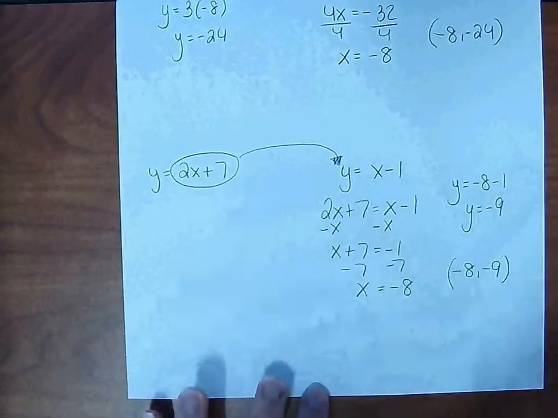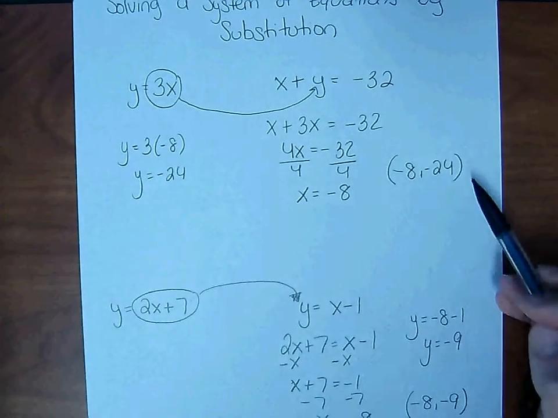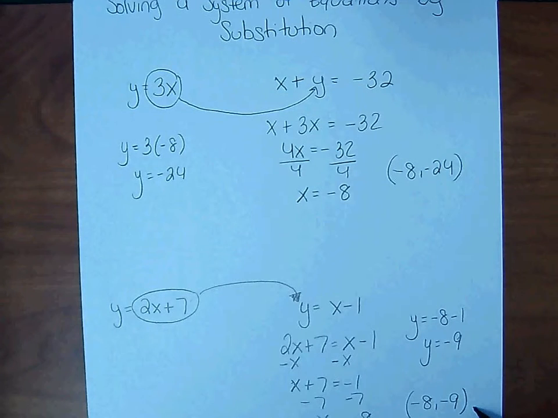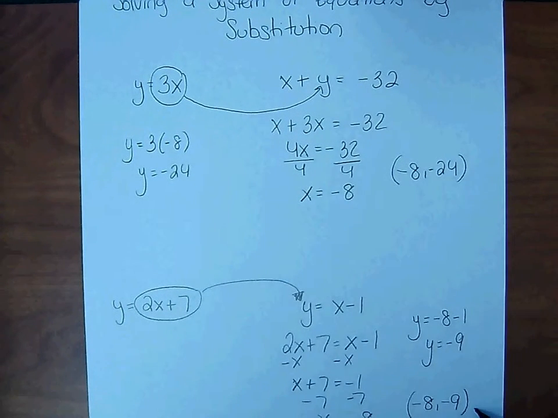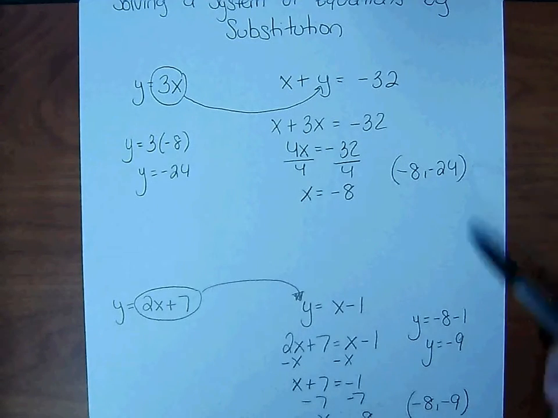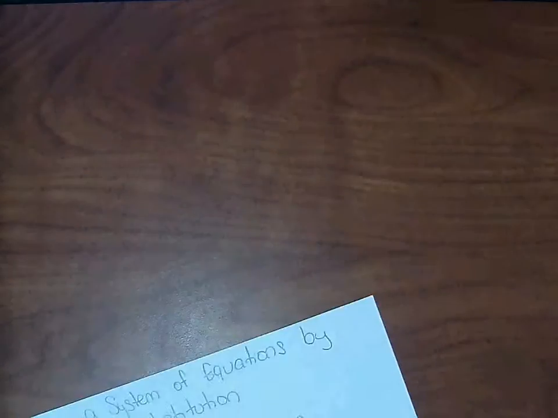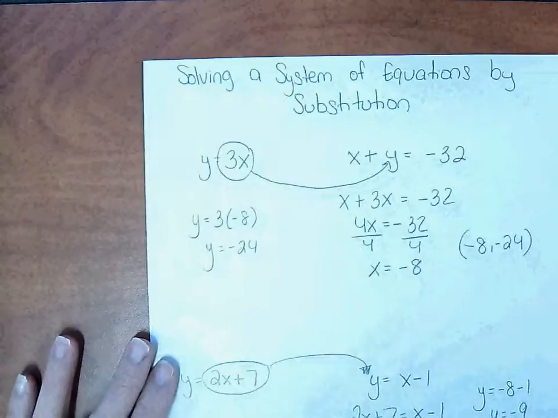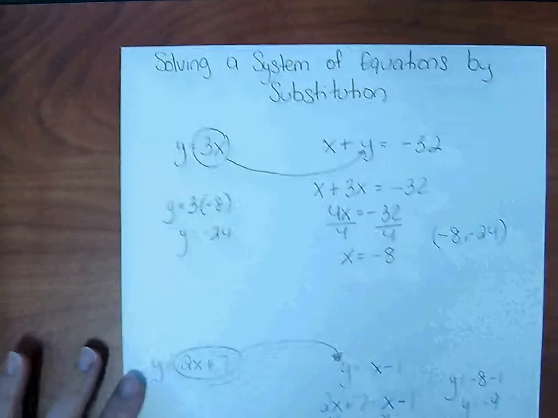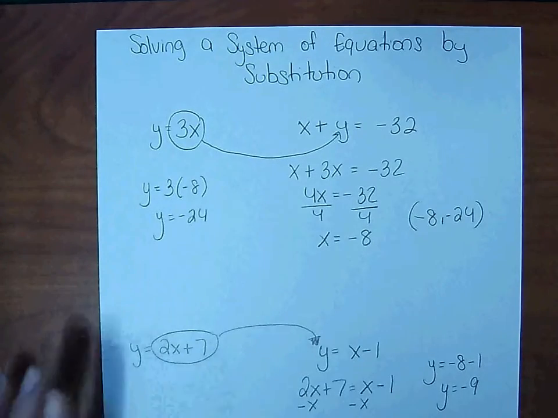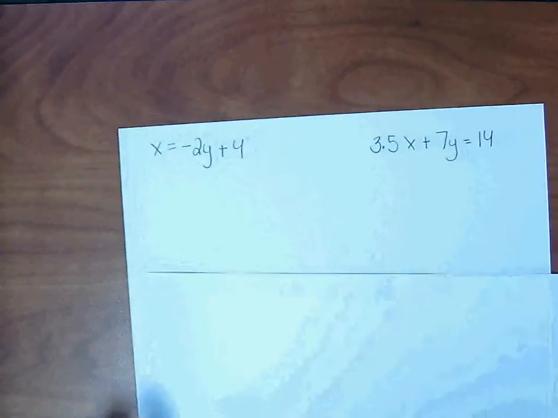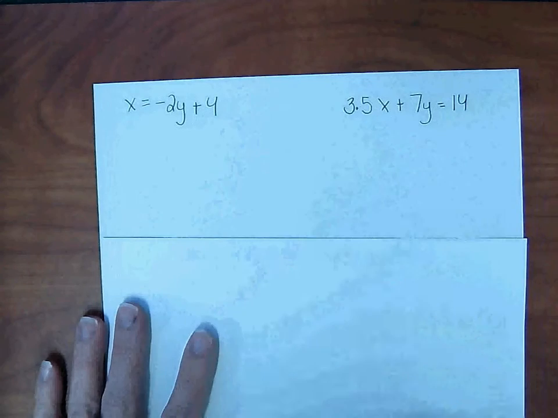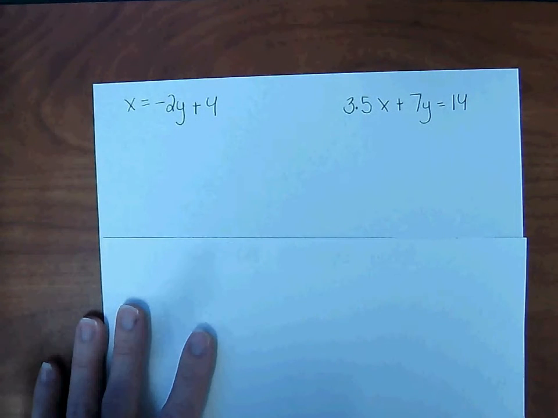Keep in mind for both of these examples, we had one ordered pair as the solution. So the graph of these equations would be two intersecting lines at these given points. Now in both of these examples, the equations were solved for y that we were substituting. But it doesn't matter whether you're solving it for y or x. So in the next example, x equals negative 2y plus 4, and 3.5x plus 7y equals 14.